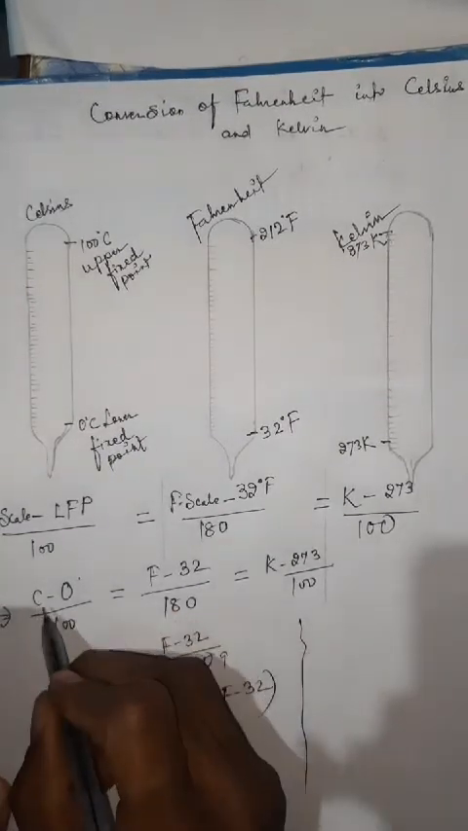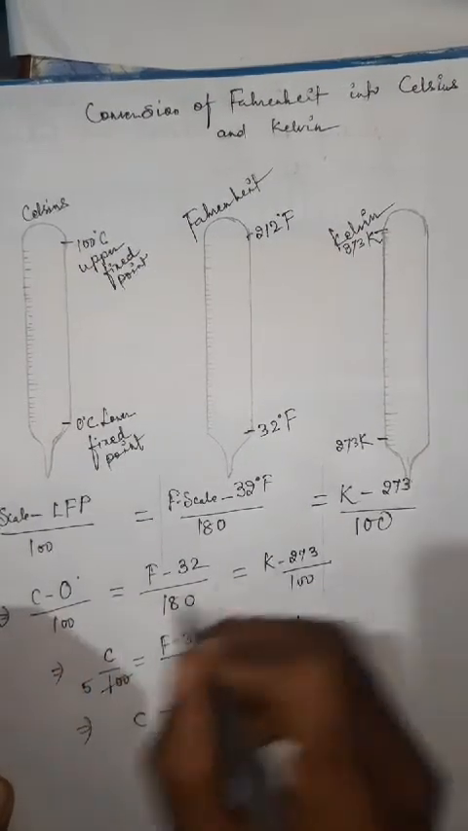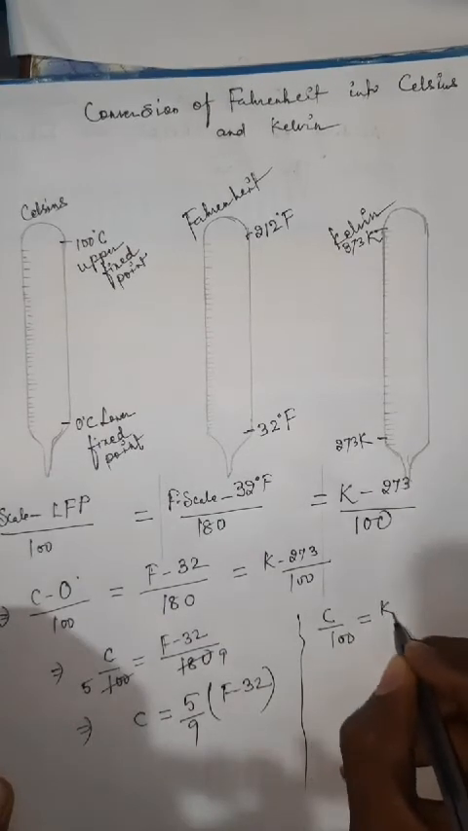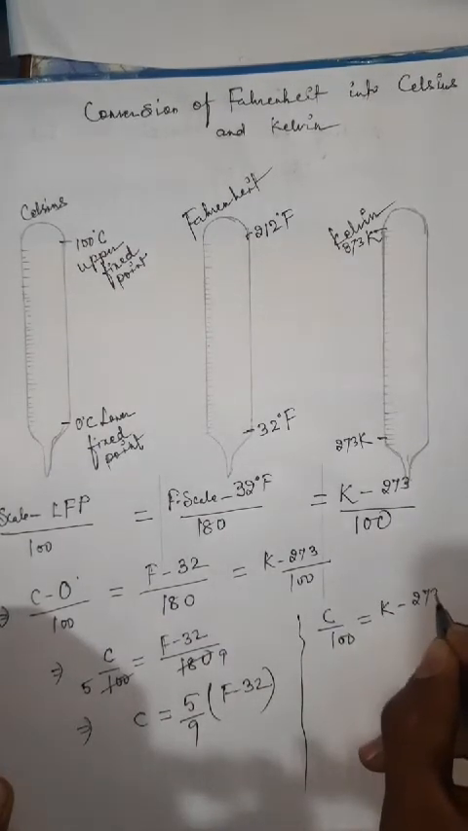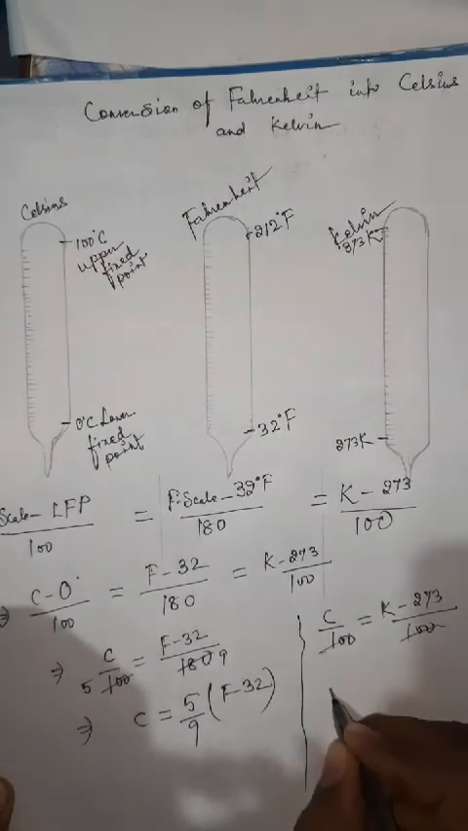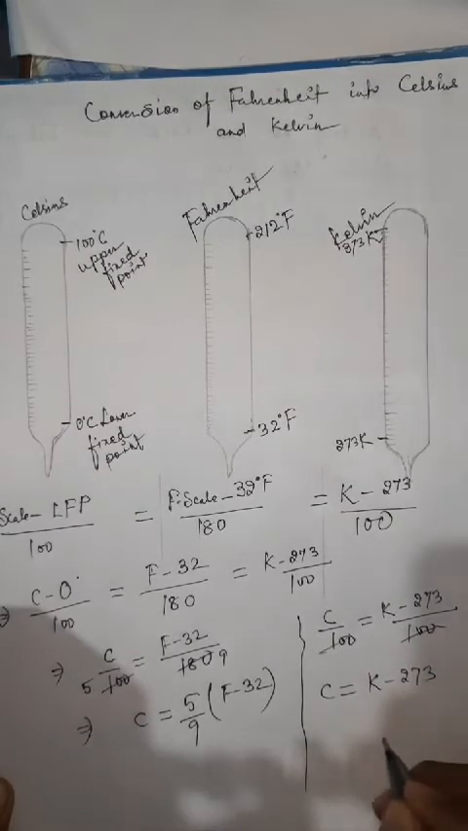Similarly, you can find relationship between these Celsius and Kelvin. So I will equate these two. C by 100 equals K minus 273 divided by 100. It will get cancelled. So C equals K minus 273. I hope this you will never forget. Anywhere you can derive within 10 seconds.